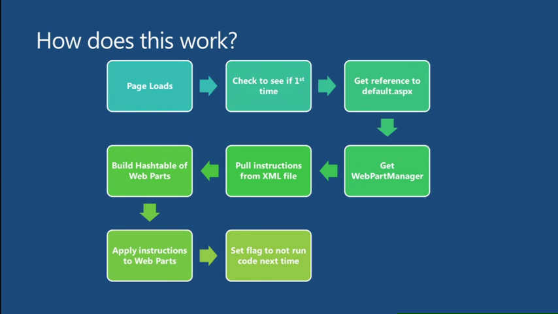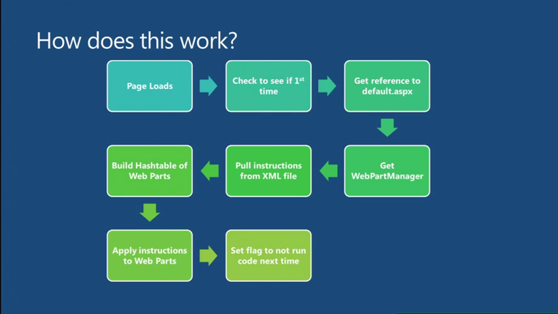Once we get a handle on the web part manager, we get instructions from an XML file that we've created, essentially a configuration file, which I'll show you in just a minute. In that XML file is a schema that defines the names and the assemblies of the various web parts that we're looking to manipulate, and instructions on what we want to do with them, whether we want to add, move, or delete. Once we have that information, we build a hash table of all of those web parts and apply them to our web parts.